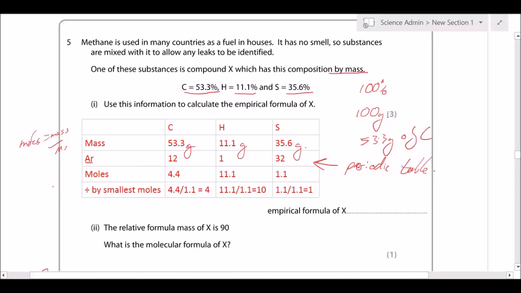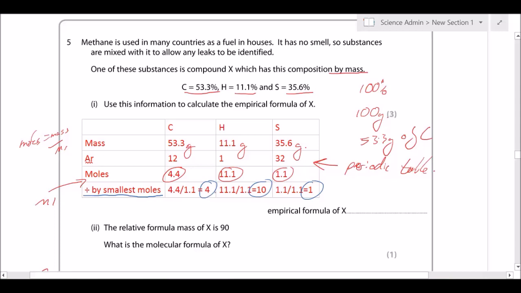Now, if you got this answer here, you would have got mark 1. So you needed each one of these that I'm circling for the mark 1. For mark 2, let's do that in blue, you then needed to divide by the smallest number of moles. Now 1.1 is the smallest number, so we divide 4.4 by 1.1, and that gives you 4. 11.1 divided by 1.1 gives you 10. And 1.1 divided by 1.1 equals 1.